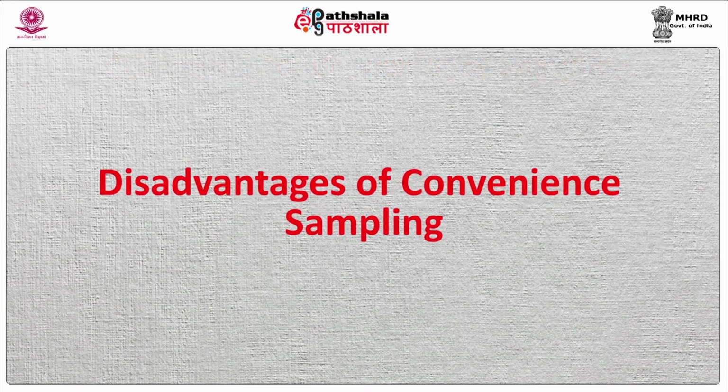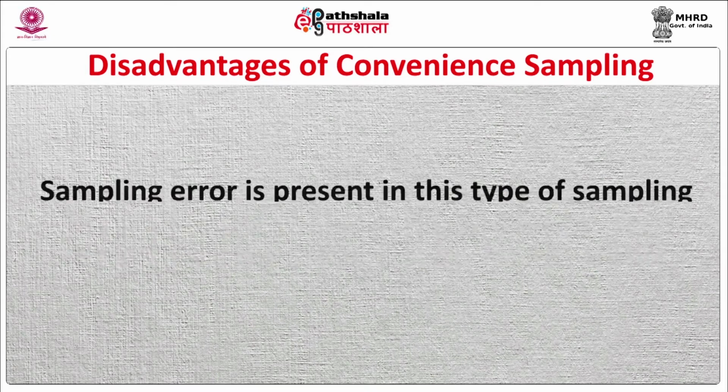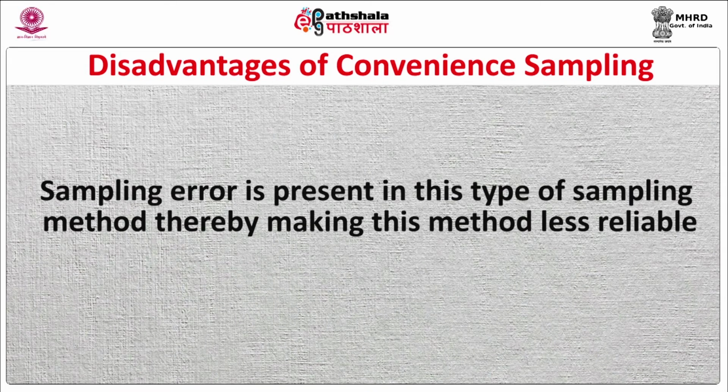After having the advantages, let's have some disadvantages of convenient sampling. This method is highly affected by the presence of the element of personal bias, which is involved in the research activity carried on by the researcher. Secondly, sampling error is present in this type of sampling method, thereby making this method less reliable.